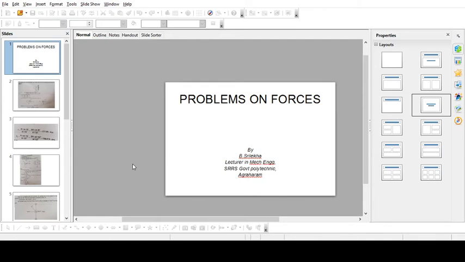Next, if I resolve the forces vertically, the formula is f1 sin theta 1 plus f2 sin theta 2 plus f3 sin theta 3 plus f4 sin theta 4. So 40 sin 30 plus 50 sin 90 plus 60 sin 135 plus 70 sin 240. So these are all 4. So 20 plus 50 plus 42.42 minus 60.62. There you will get a value of 51.8 newtons.